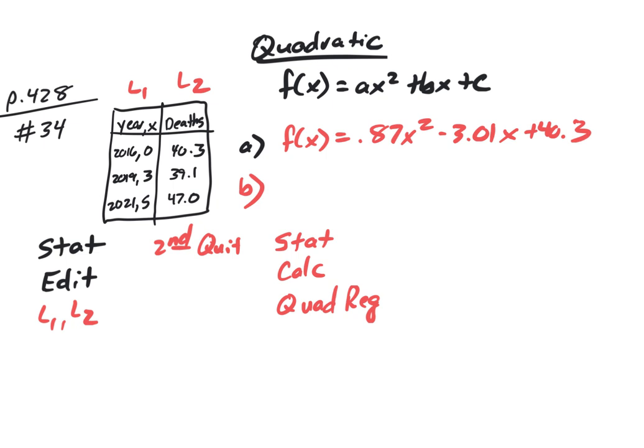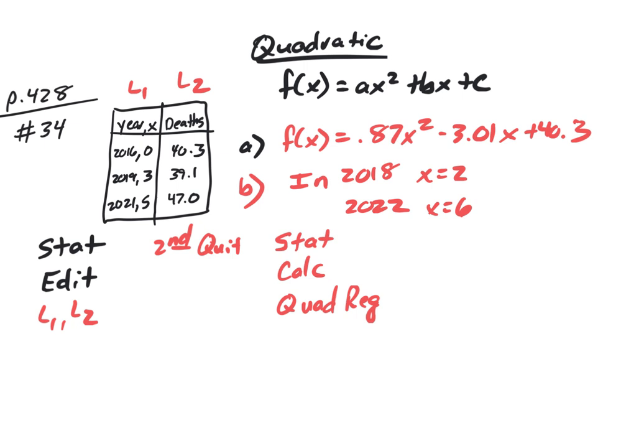Part B says, estimate what the number of deaths would be in 2018 and then in 2022. Well, 2018 would be x equals 2. 2022 would be x equals 6. We just got to go back to our original table. 18 is 1 year before 19, so it would be 2 years later, okay? 2022 would be 6 years later. So all I got to do is take these two numbers and plug it into that, and that would give you your deaths.